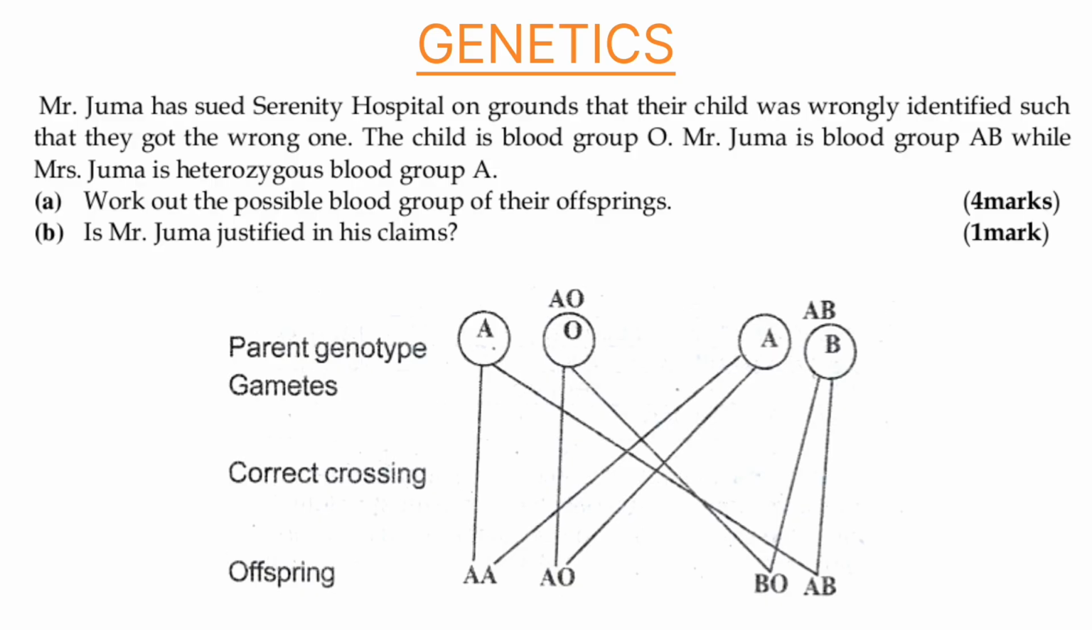Okay, part B. Is Mr. Juma justified in his claims? Yani haya anayoyasema ni kweli? Mtoto si wake? Yes, obviously mtoto si wake. Where are Mr. and Mrs. Juma going to get a child who has blood group O if they have the following 2 genotypes? So yes, he is justified because a child with blood group O cannot be theirs.